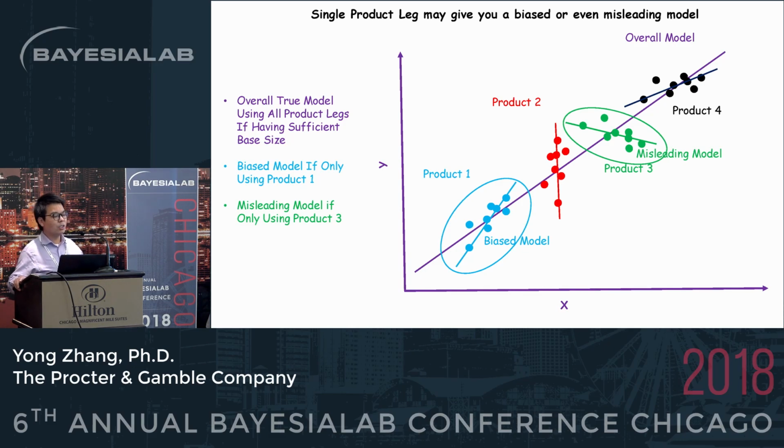In analogy to the regression space, if you have multiple product legs in the category, and for each product leg you collect sufficient data points, the underlying model is the purple line. You are fine. But if you want to understand product one, most people will build a model on product one, stratifying the data. In this analogy, if you build on product one, you will still have a trend that is correct. Product two is also fine, but if you are unlucky and build on product three, you have a quite opposite trend. So in the best scenario, you have a biased model. In the worst scenario, you will have a misleading model.